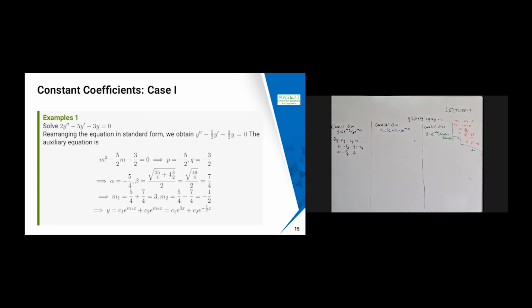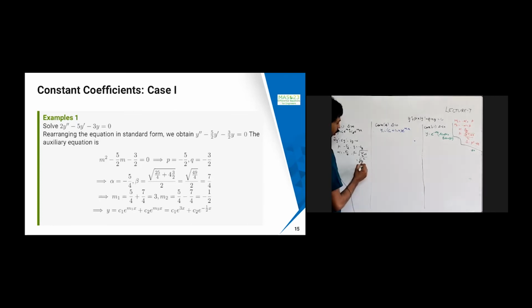So p square is 25 by 4, okay, minus 4q, so that is going to become like plus 6 is going to come. So 25 by 4 plus 6 is going to come, divided by 2. Therefore, this is going to become like 49 by 4 by 2. So 36 plus 24 plus 25, so 49 by 4, okay.